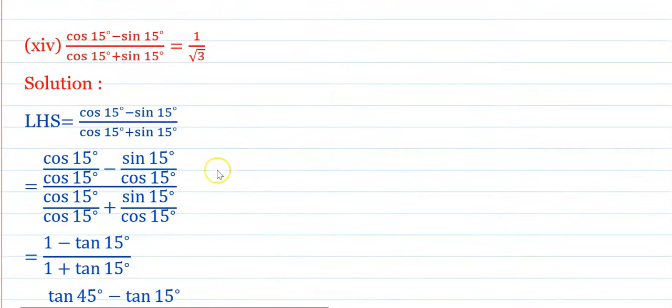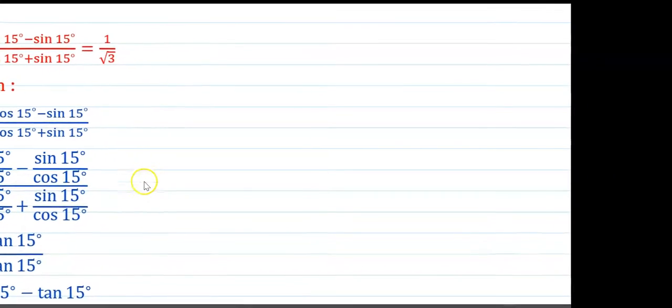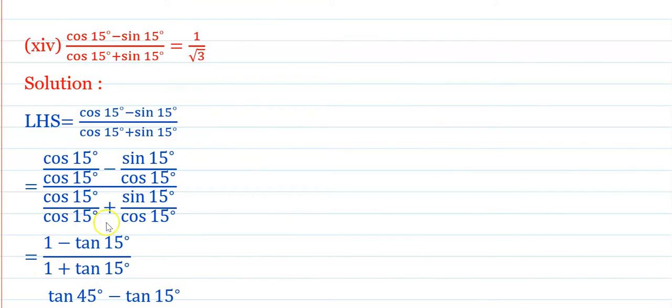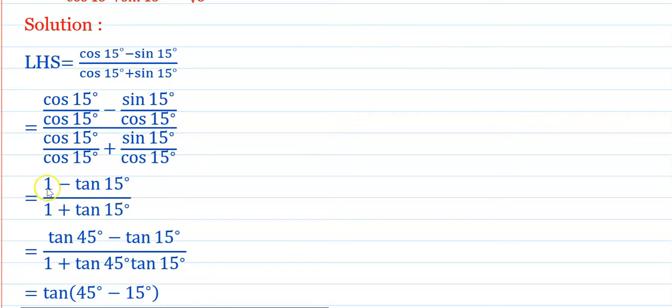Okay. Now the next. cos 15 minus sin 15 upon cos 15 plus sin 15 is equal to 1 by root 3. Now see this result. Divide the numerator and the denominator by cos 15. Here cos 15 upon cos 15, you will get 1. Sin 15 upon cos 15 is tan 15. Cos 15 upon cos 15 gives 1, plus sin 15 upon cos 15 gives tan 15. Again, this 1 means what? Tan of 45. Again, minus tan 15 as it is.